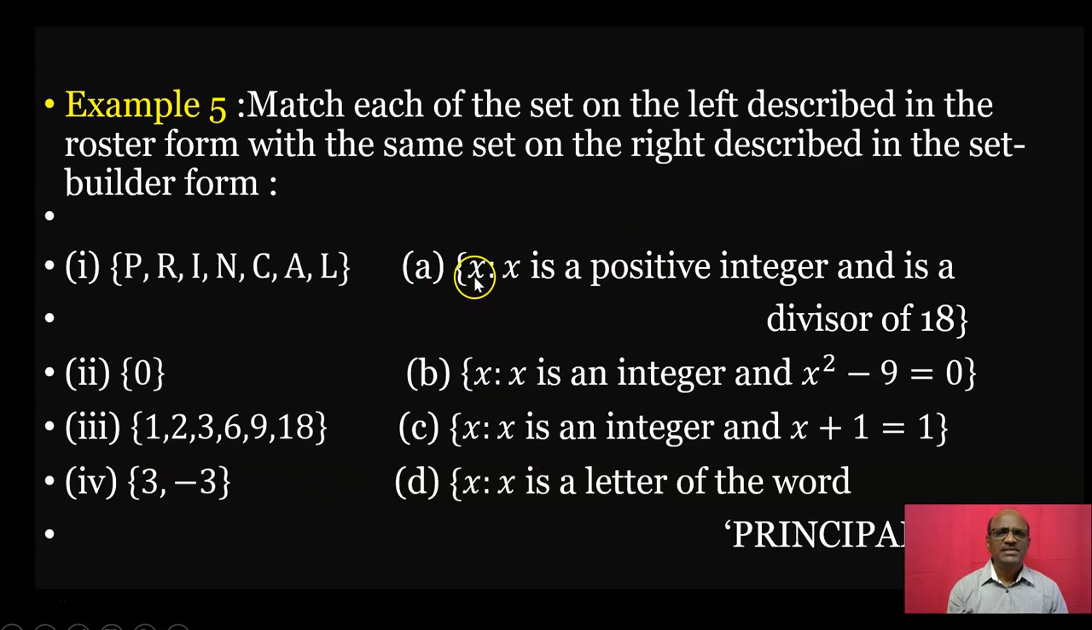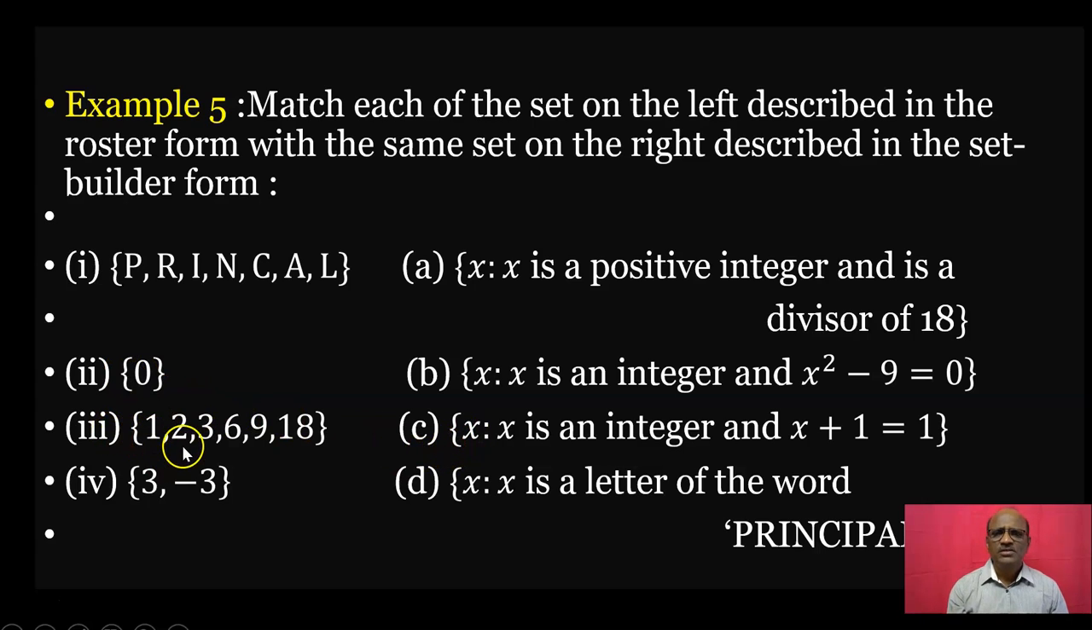On the other group: A, {x : x is a positive integer and a divisor of 18}. B, {x : x is an integer and x² − 9 = 0}. C, {x : x is an integer and x + 1 = 1}. D, {x : x is a letter of the word PRINCIPAL}. Now see this here: the letters of PRINCIPAL is the first, and D. What about {0}? x is an integer and x + 1 = 1, which integer? That is 0, since 0 + 1 = 1. Therefore, the second matches with C.